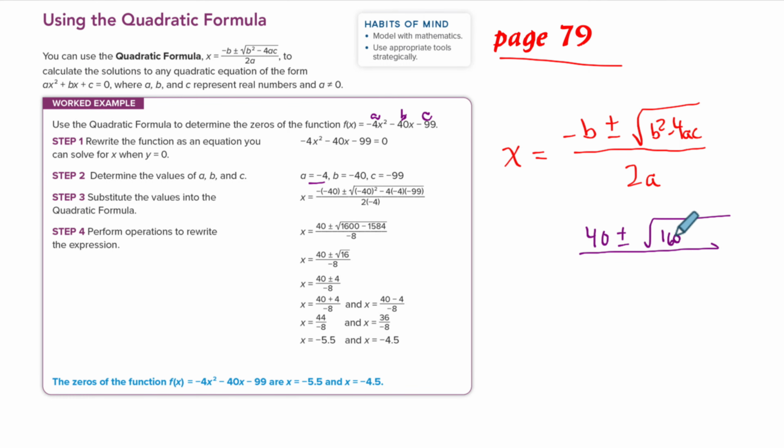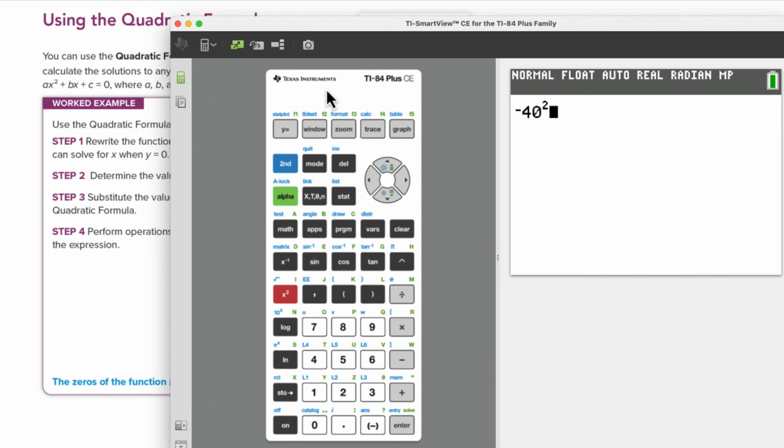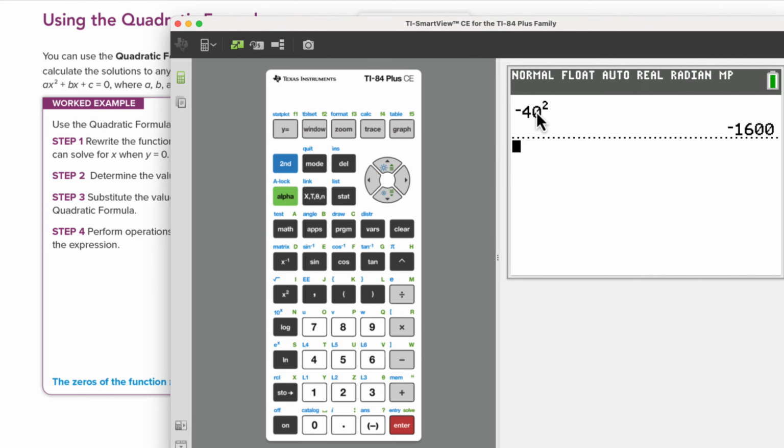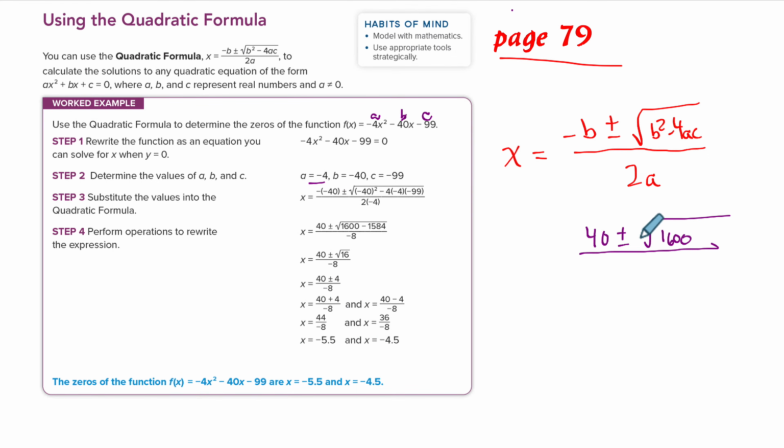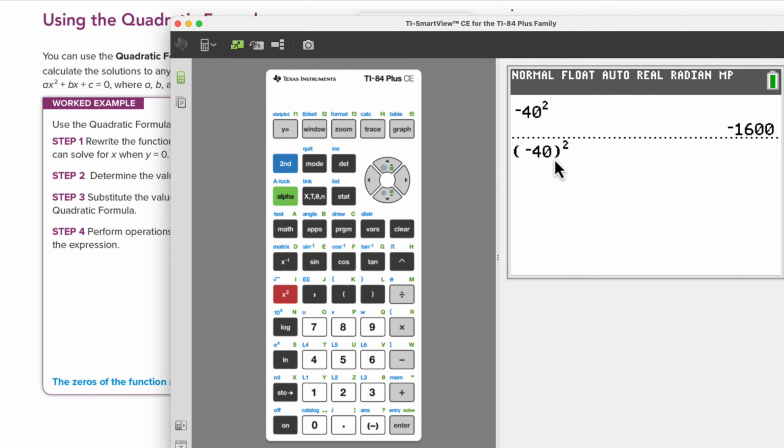Negative 40 squared, you have to make sure you're doing that correctly in your calculator. A lot of students will type in negative 40 squared and get a negative number. But this doesn't make sense, because a negative times a negative should be positive. What your calculator is doing, using the order of operations, is squaring 40 and then making it negative. We want the negative of 40 squared, but that's not what we want in the quadratic formula. We want to square that whole number, negative 40. So when you're using your calculator, make sure you use parentheses around that negative 40, and it'll give you the correct answer.